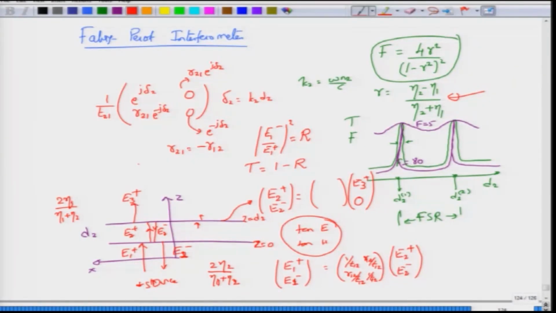The point I wanted to mention here was that with a simple understanding of plane waves, which are waves propagating in free space, it is possible even when you put a slab to understand what happens to the waves that are propagating, and how this interference, multiple interference, can lead to different properties than what you can expect.